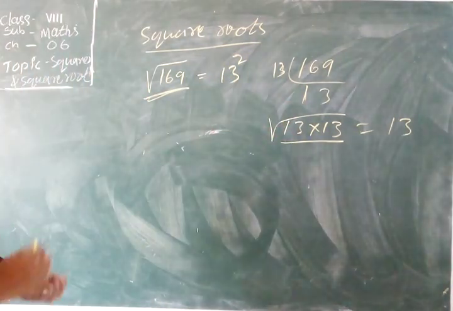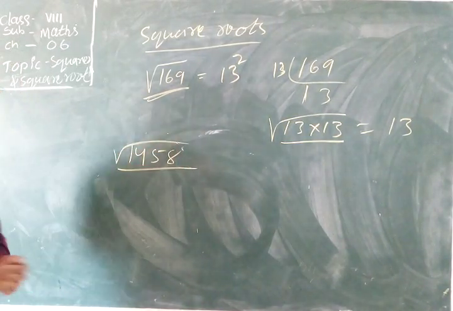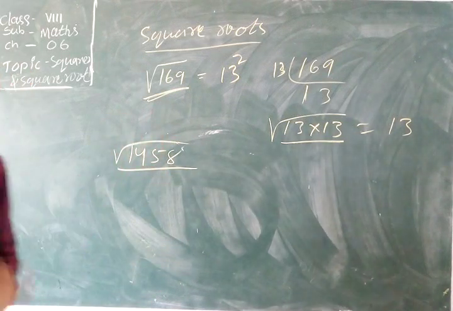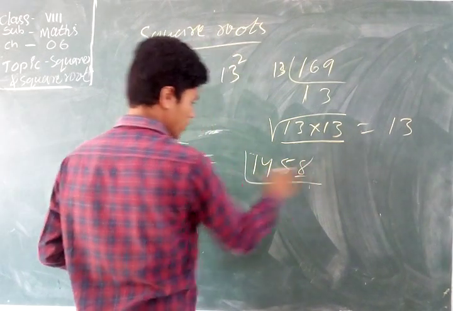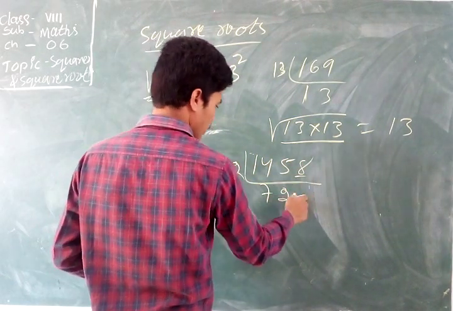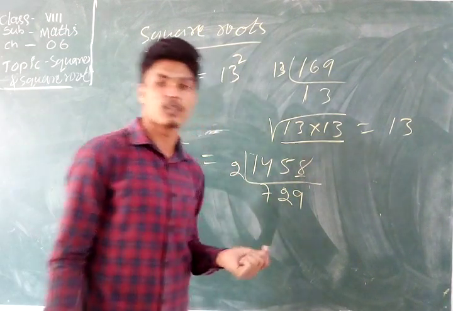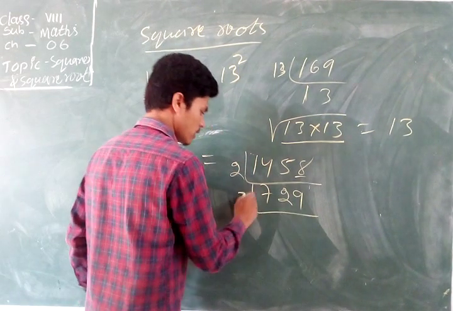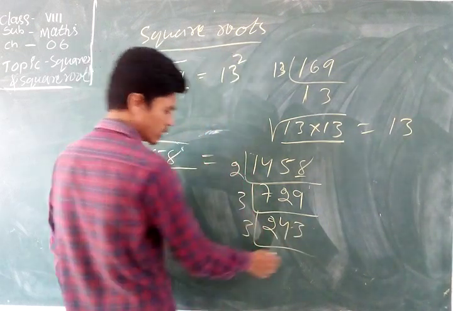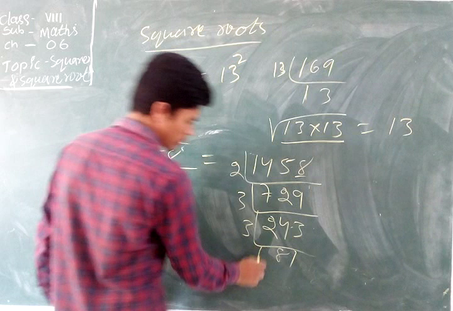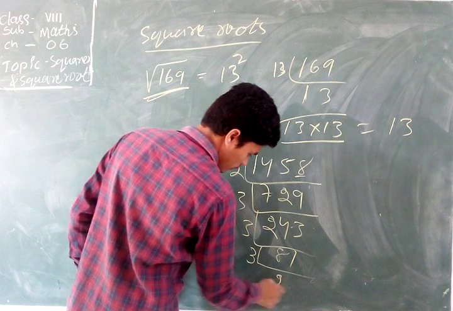Now I will take another example: the square root of 1458. We use this method. 1458 is divisible by 2. 2 times 729 is 1458. Then the number is divisible by 3, since the sum of digits is divisible by 3. 3 times 243 is 729. Again divisible by 3, 3 times 81 is 243. Again it is divisible by 9 and by 3, so we divide by 3. 3 times 27 is 81.